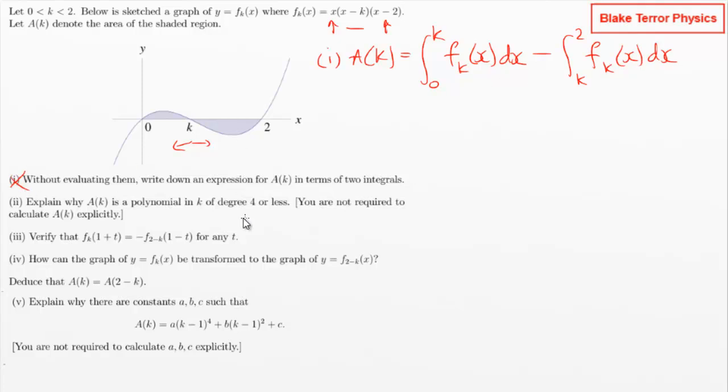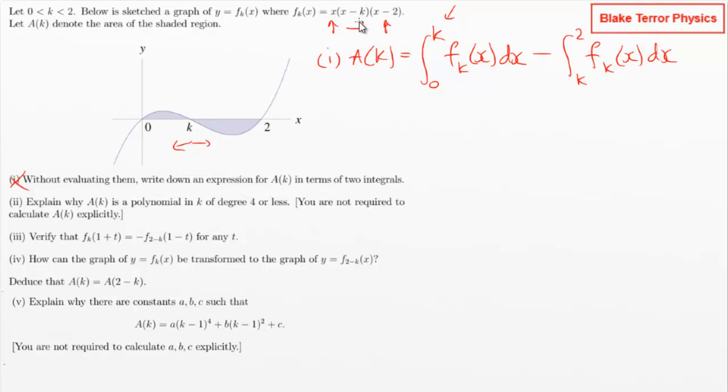Nice. Right. Part 2. Explain why A as a function of k is a polynomial in k of degree 4 or less. You are not required to calculate A of k explicitly. So why is this? Isn't that obviously going to be 4 or less because we're integrating a cubic? Can't be as simple as that, can it? No, it's not as simple as that because we've got k's here and we're going to integrate the x's and turn them into k's. So we could have more k's.